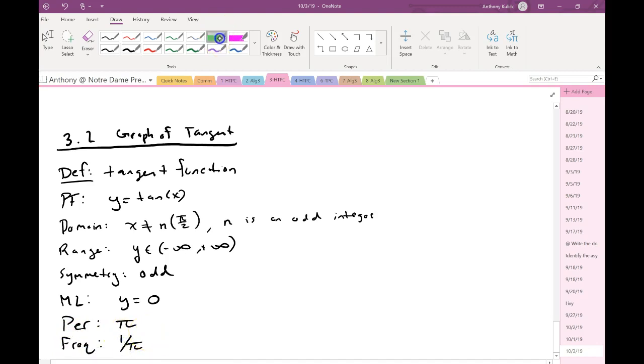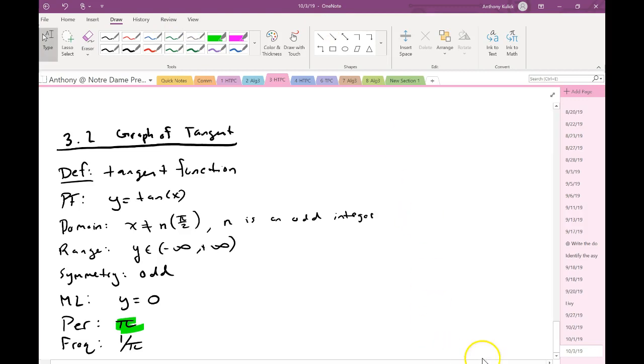Note here, though, the fundamental period for tangent is different than the fundamental period for sine or cosine, right? Sine and cosine, it's 2 pi. Tangent, it's pi. So just be careful about that. It's easy to get turned around on that.